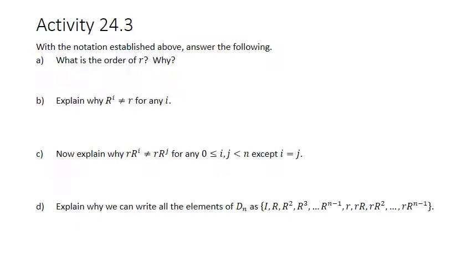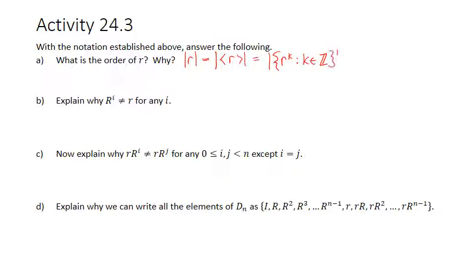Okay, let's go over the answers here. So first of all, what is the order of little r and why? Remember, what is meant by the order of an element is the number of elements in the subgroup generated by that element. And by the subgroup generated by that element, I mean all the different powers of that element for any integer power.